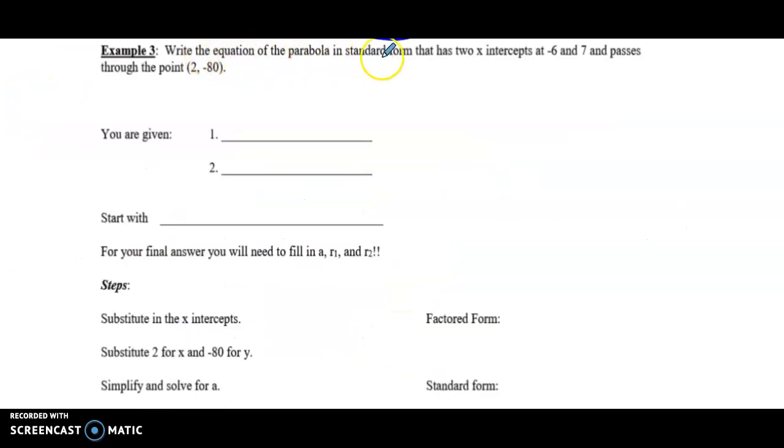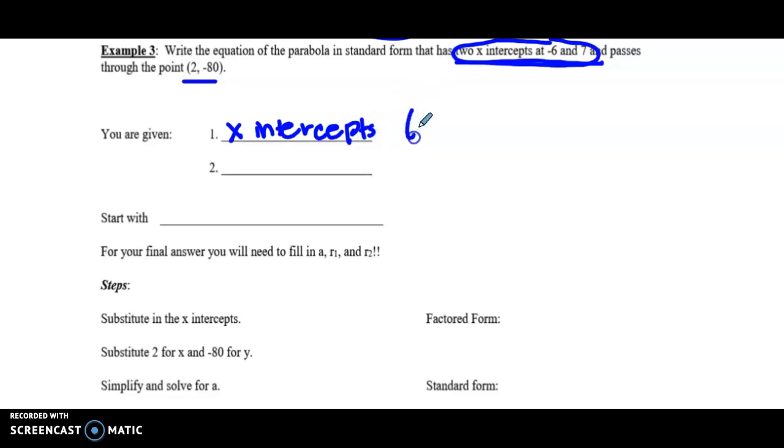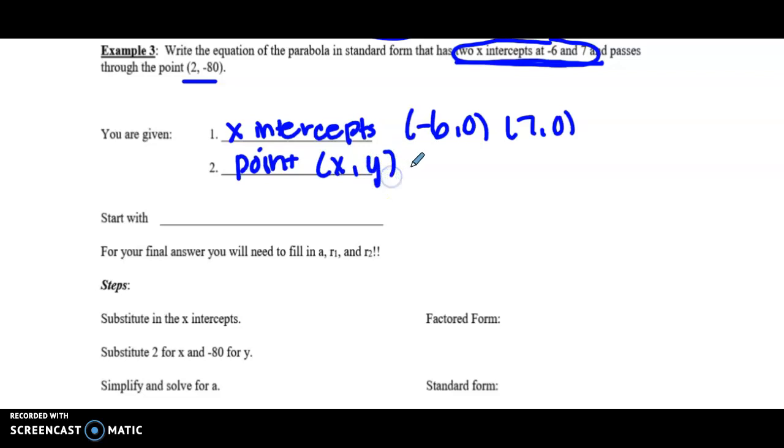It says, write the equation of the parabola in standard form that has two x-intercepts at -6 and 7 and passes through the point 2, -80. So let's think about what we're given. Number 1, we are given the two x-intercepts. If I wanted to, I could write those as the ordered pairs -6, 0 and 7, 0. We're also given a point on the line, which is x, y, which is 2, -80. Also remember that x-intercepts are the same thing as your roots.